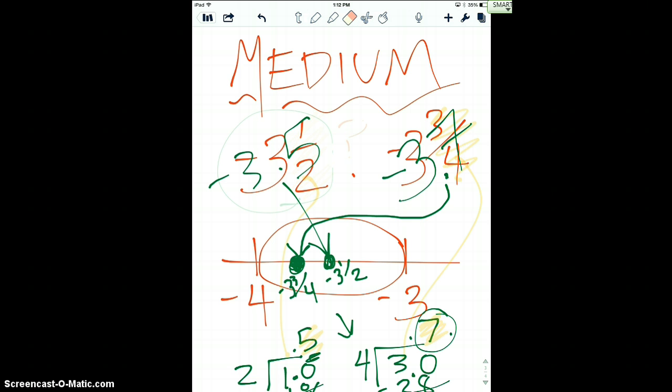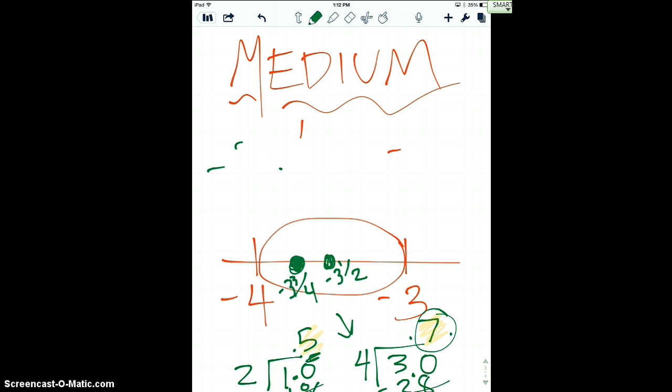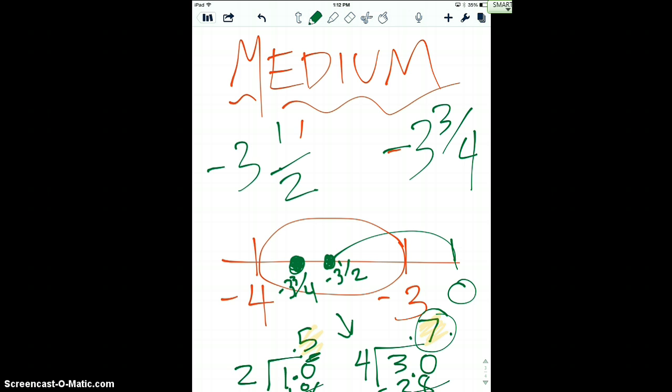Meaning that I'm going to say that -3.5 is what compared to -3 and 3/4? So -3.5 is actually closer to my 0. It's going to be a little bit warmer than -3 and 3/4, so it's a little greater than -3 and 3/4 because this was farther away from 0, so it's going to be less.